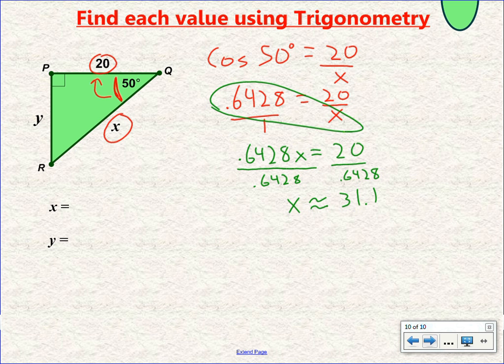What I'd like you to do is find y. So pause it and find y. Okay, I'm going to assume that you found y, and we'll see if what you got is correct.